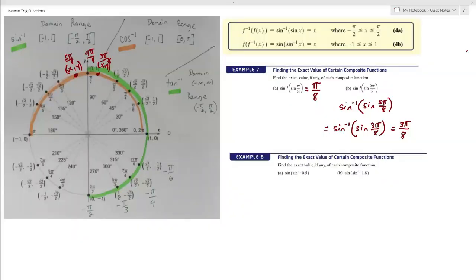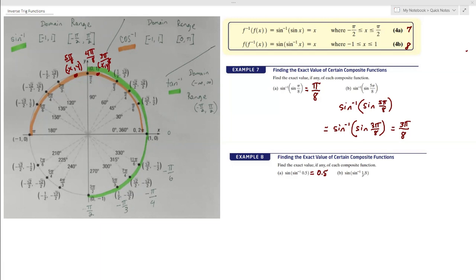All right, so example 7 was pertaining to this 4a part here. For example 8, we're looking at this one here. So if I take the sine of the inverse sine of 0.5, I just need to make sure that this x value is between -1 and 1, and it is, 0.5. So I know that the result is going to be equal to 0.5.